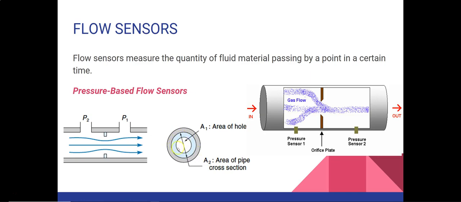And here you see this defines the area of the hole and the cross-sectional area. The big one you see here is the area of the pipe, or the pipe cross section, and the inside circle designates the area of the hole.